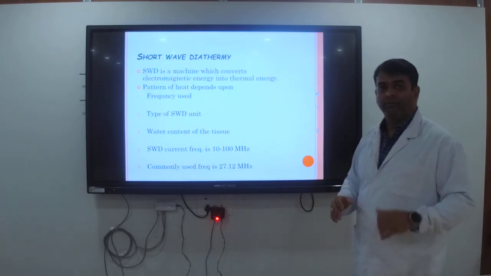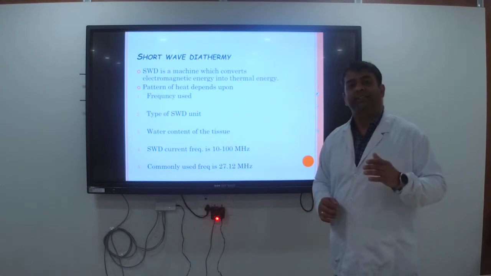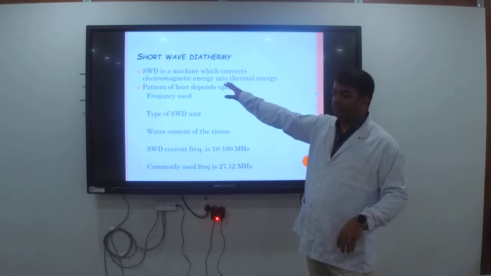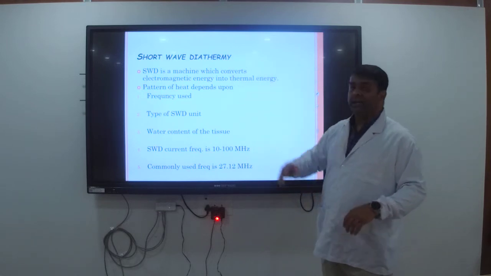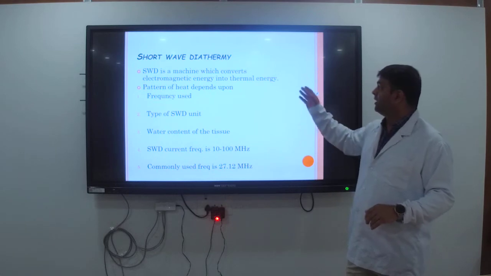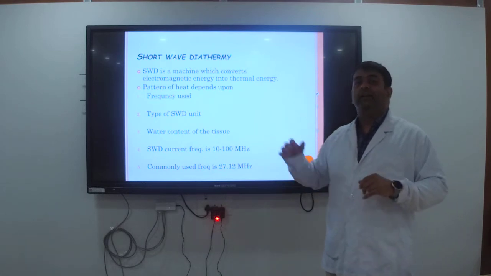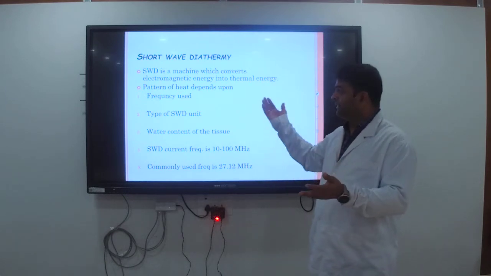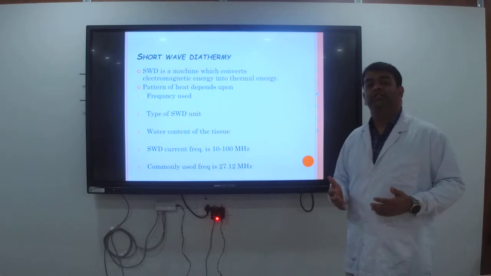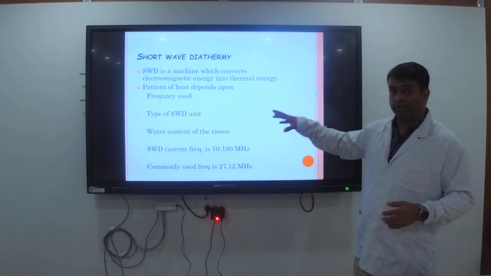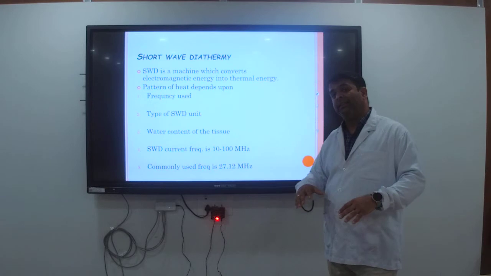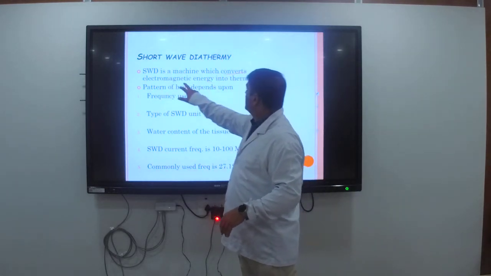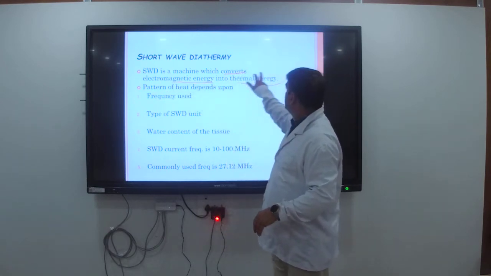Okay, now we'll be talking about shortwave diathermy. Shortwave diathermy, SWD for short, is a machine which converts electromagnetic energy into thermal energy. As I said, when a patient is placed on the pads, the pads generate electromagnetic energy, and the body generates heat with that electrical energy. So the machine converts electromagnetic energy into thermal energy.